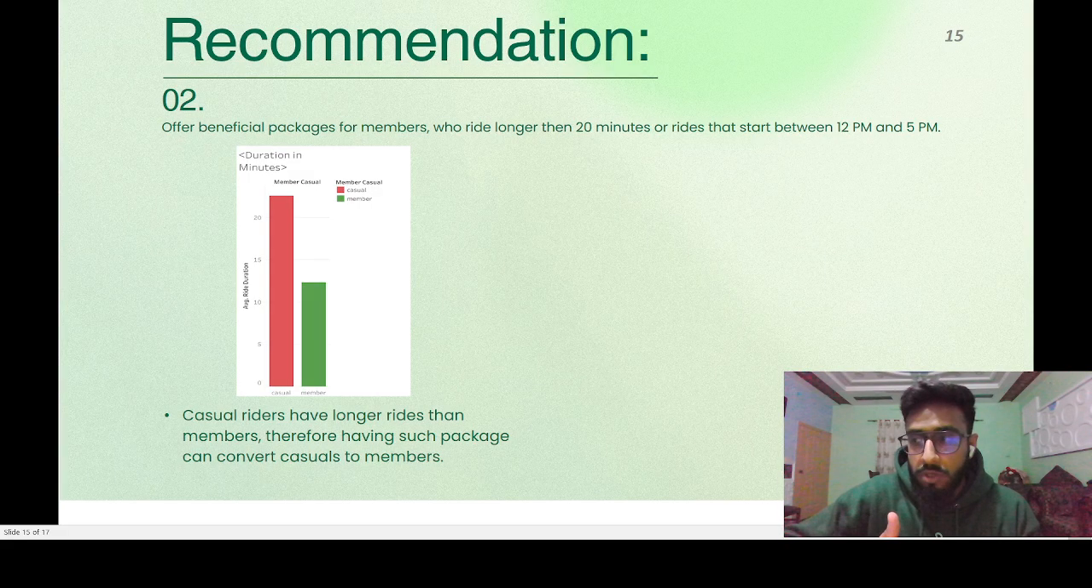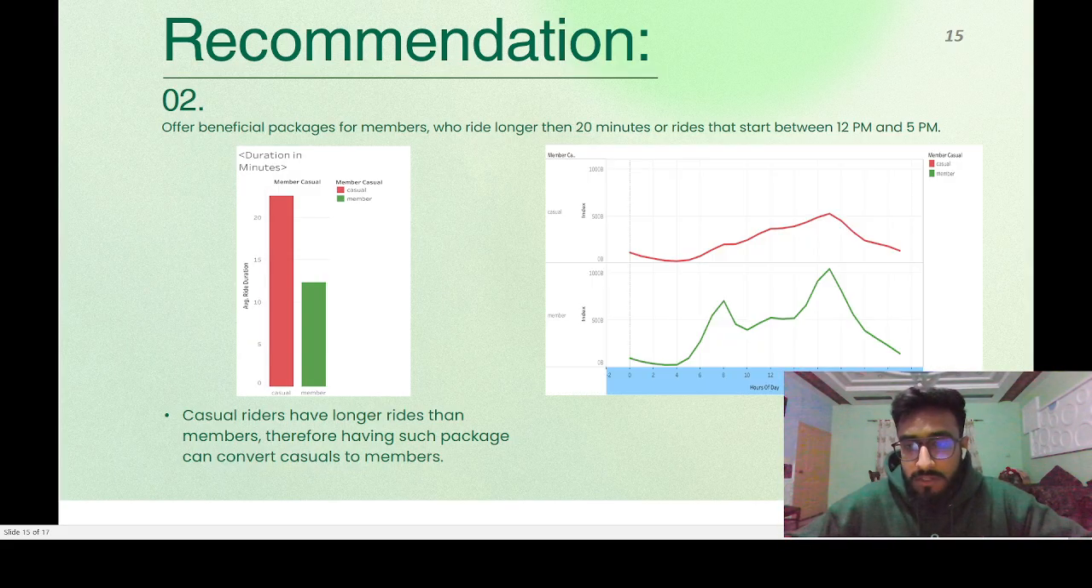So a package that would benefit or save some money for the riders. Now I don't know if Cyclistic bike share is charging the riders per mile or per minute or per hour cost. That was not disclosed, that was not given. So assuming they are charging for the time duration the bike was used, this would be a good recommendation to have such a package that would benefit longer duration riders.